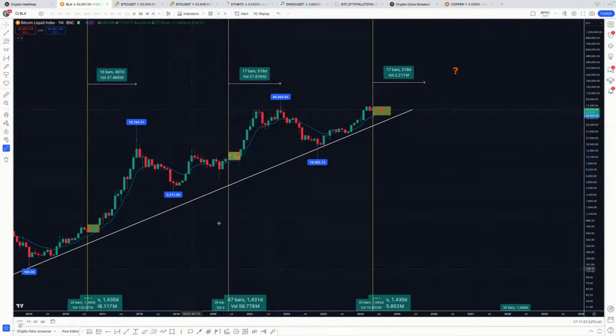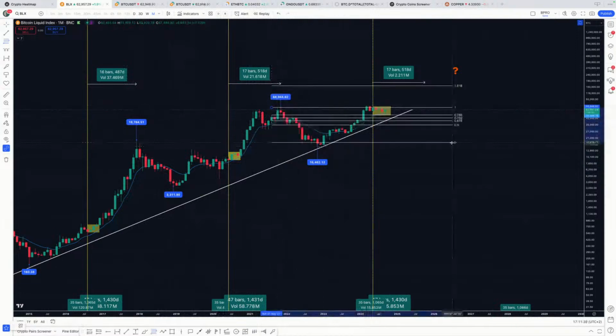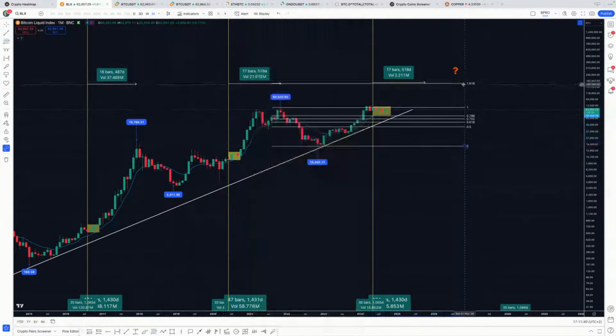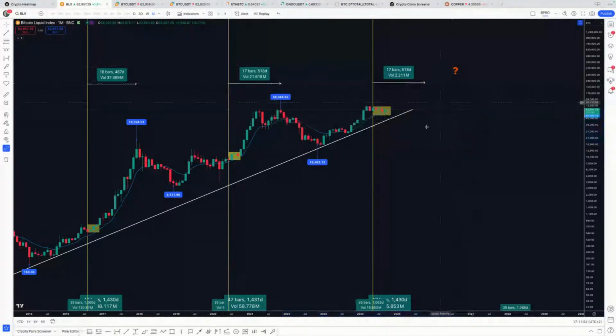If we apply the same methodology, so this cycle high here with the cycle low, it will bring us around 170K. So I believe 100K is definitely possible for Bitcoin. 170K, 180K, it can even overshoot. Should be very possible for Bitcoin.